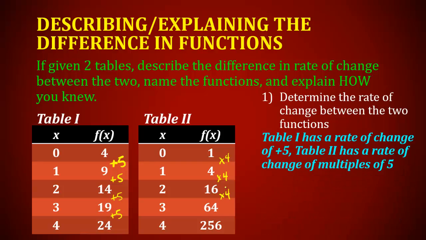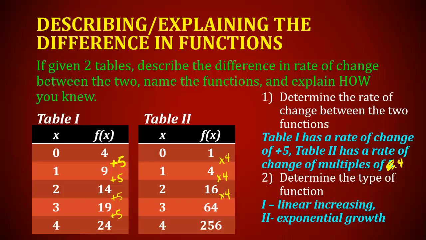So table 1 has a rate of change of plus 5. Table 2 has a rate of change of multiples of 5. Not 5, that should be 4. And second question, determine the type of function. Well, we know table 1 is linear increasing because it's going up each time. We know that table 2 is exponential growth because the numbers are getting bigger and we're multiplying each time. That's not always going to be the case, so pay attention to what's in the tables.